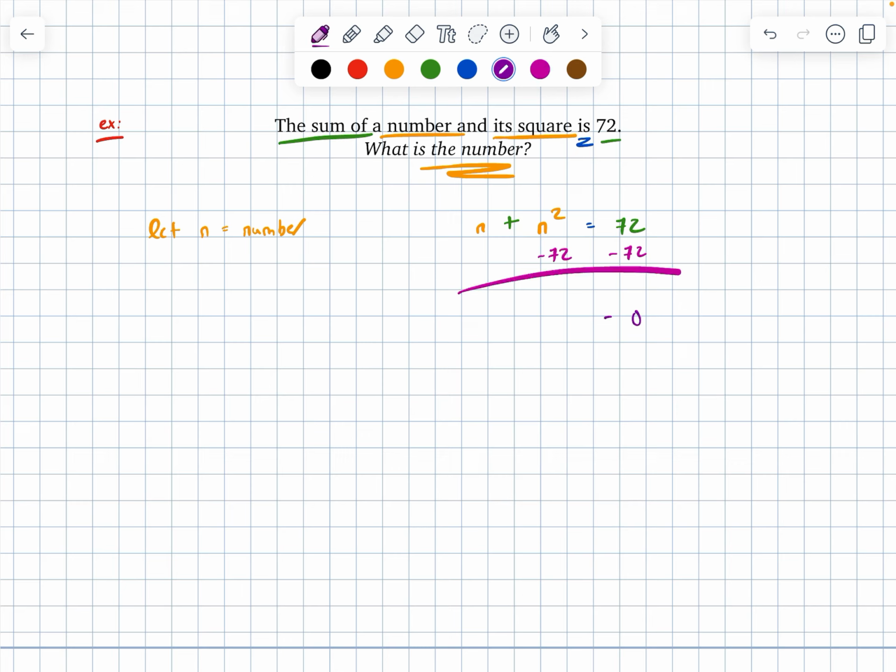But if I'm thinking strategically, 72 minus 72 is 0, that's great. But on the left, I need to factor. Remember, factoring is usually easiest in standard form. So I hope you don't mind if I take this n and n squared, because addition is commutative. I'm going to put the n squared before the n, so I'm in standard form, tack that negative 72 onto the back. There we go, we've got a nice standard form polynomial.